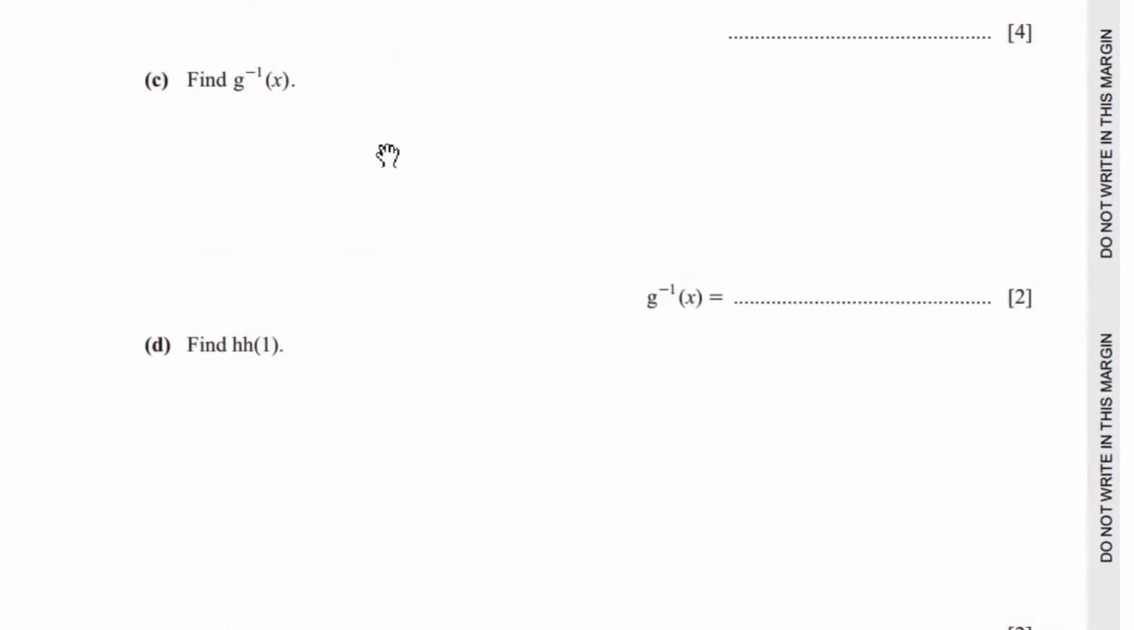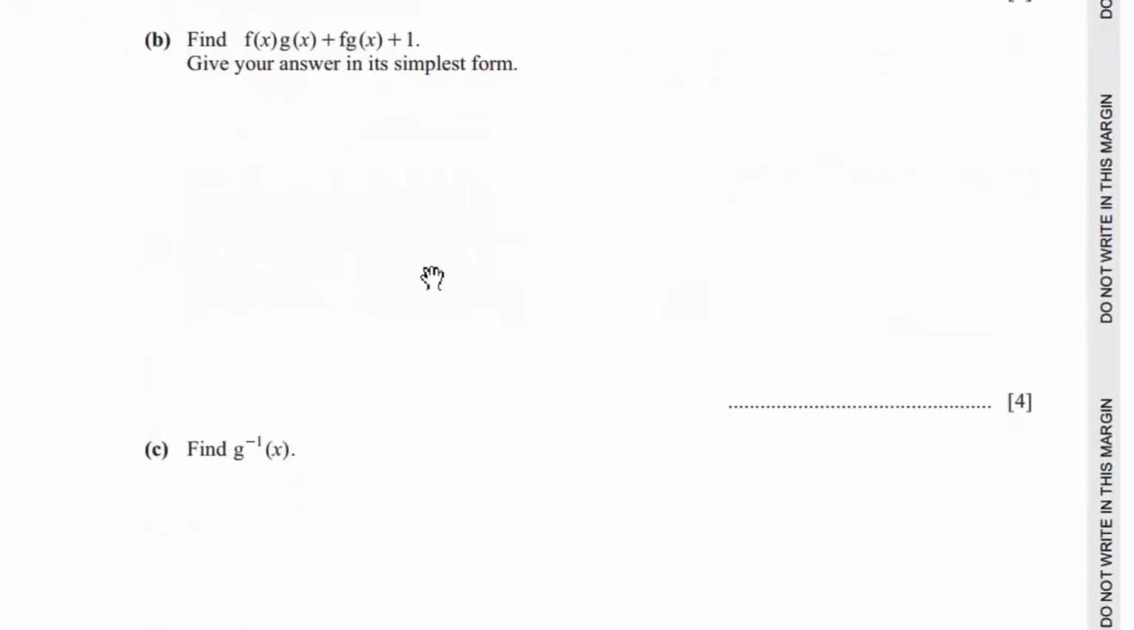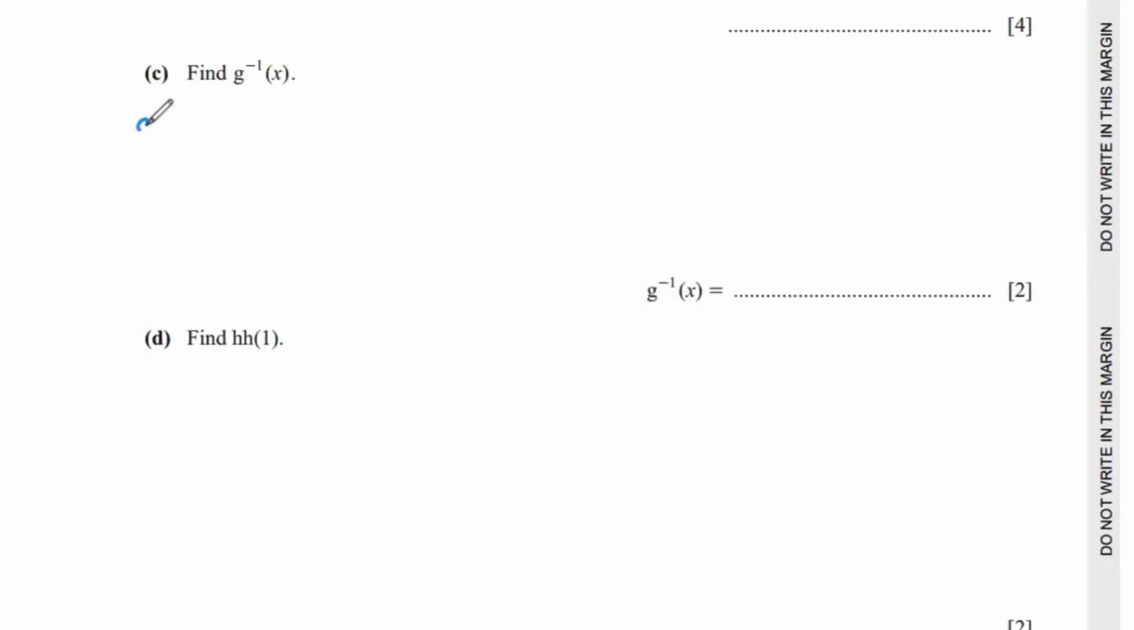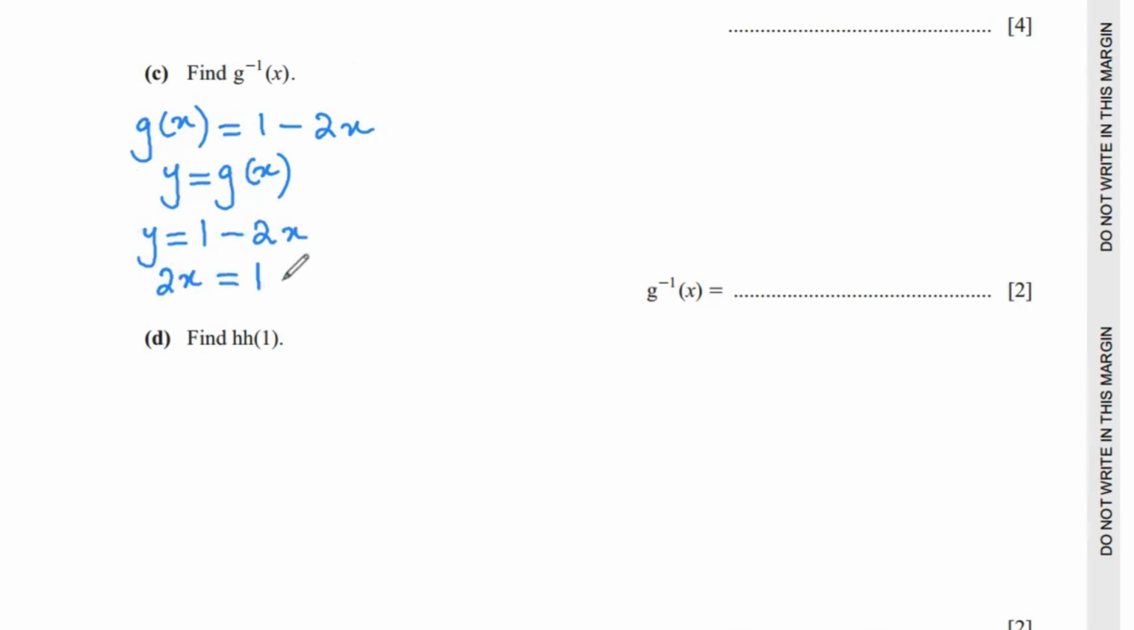Then it says find g inverse of x. g of x is 1 minus 2x. Put the function equal to y, so y equals g of x, which means y equals 1 minus 2x. Right now, y is the subject of the equation. We need to make x the subject. So first I'm going to swap y with 2x because it's always advised to make the variable that you want to make the subject positive. Hence, it's ideal to make x positive first and then manipulate the equation.